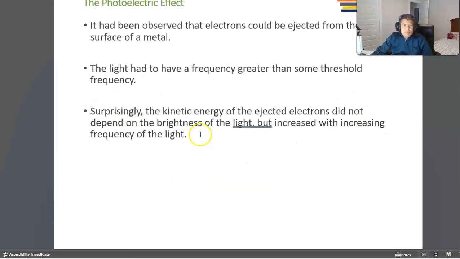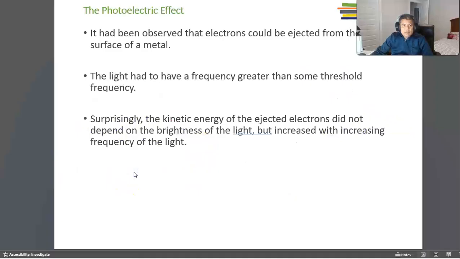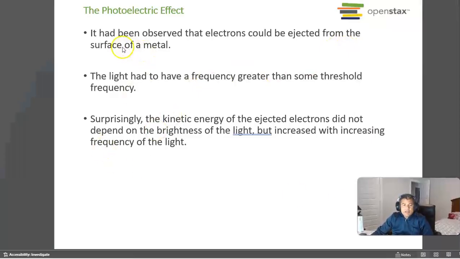Now let's discuss a little bit more about the photoelectric effect. What is the photoelectric effect? Albert Einstein explained this photoelectric effect, and I think he got a Nobel Prize for this also. It had been observed that an electron could be ejected from the surface of the metal. The light had to have a frequency greater than some threshold frequency. Surprisingly, the kinetic energy of the ejected electron did not depend upon the brightness of the light, but increased with the increasing frequency of the light.